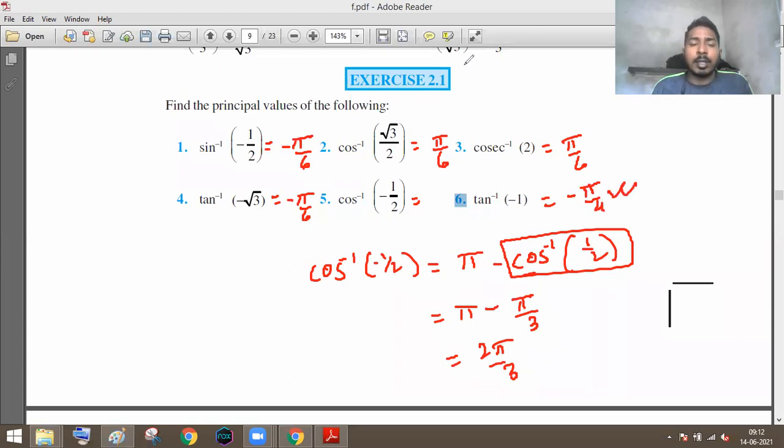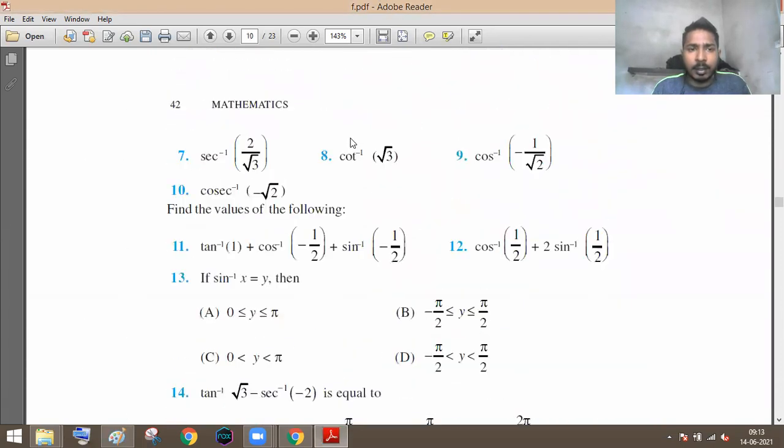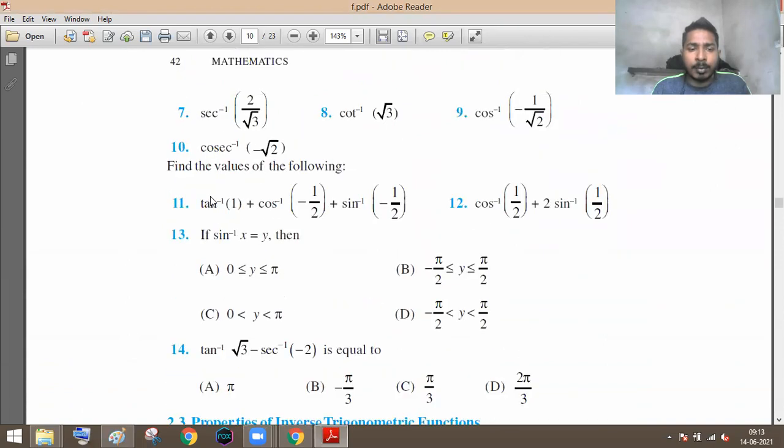Okay. So this is all about your exercise 2.1 up to question 6. Now the homework is you have to complete this exercise. We have more problems in this exercise, so you have to try questions 7 to 14.